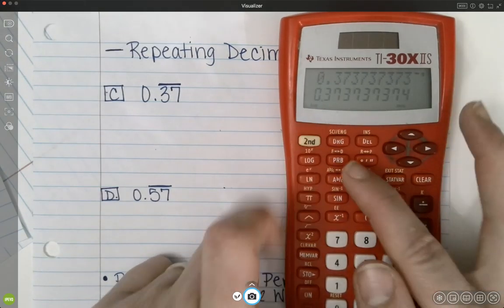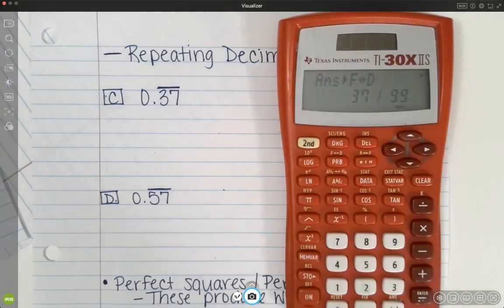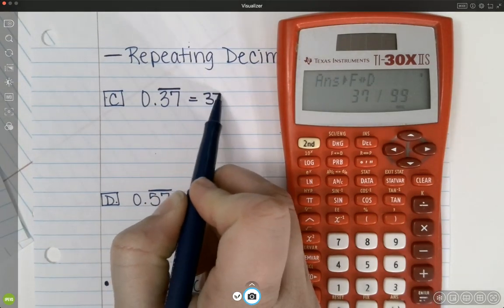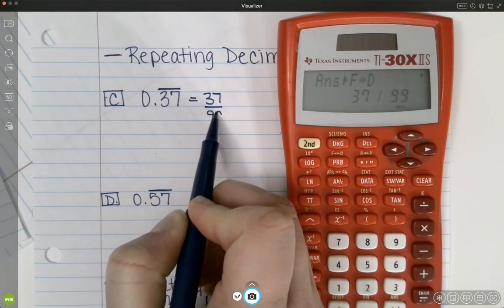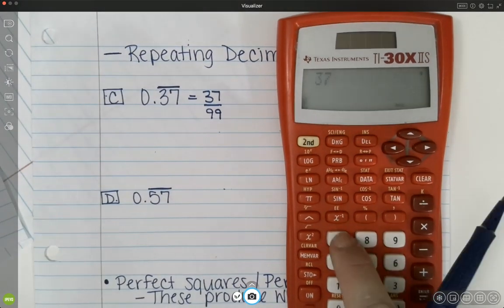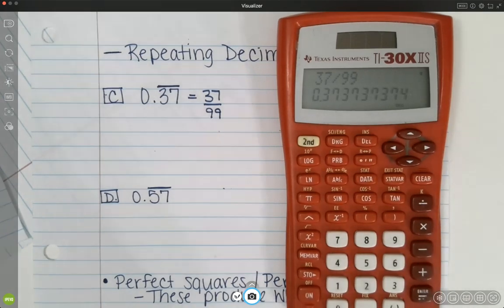And I'm going to push second PRB, so it's going to change it from fraction to decimal or decimal to fraction. So it is telling me that this is 37/99. I can check my answer, 37 divided by 99, and in fact, I get the 37 repeat.